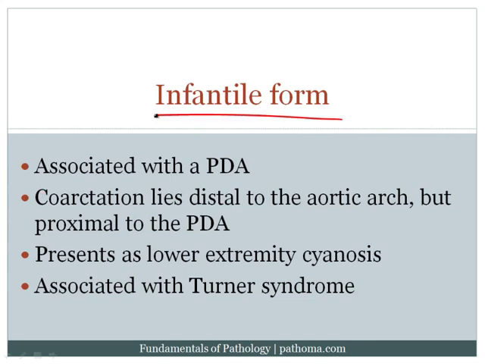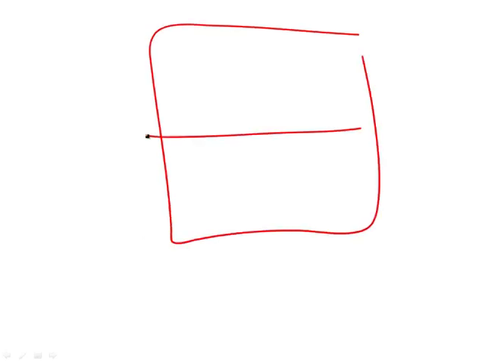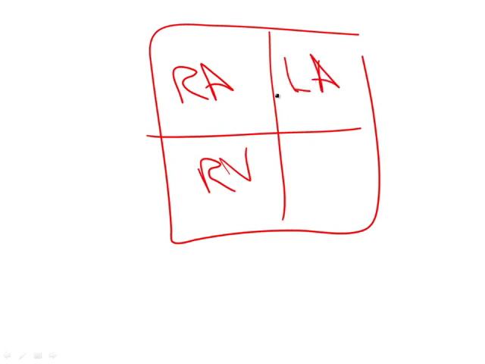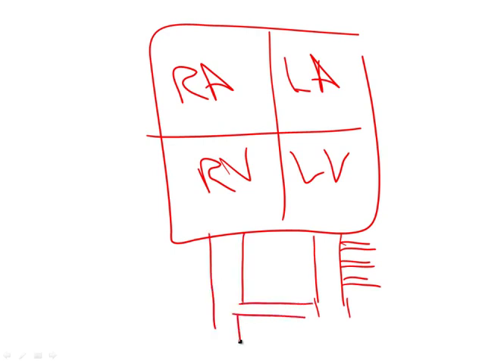Now in the infantile form, it's associated with a PDA, and the coarctation occurs just distal to the aortic arch, but proximal to the PDA. Let's illustrate that. So here, it's giving you standard anatomy. You've got the right atrium, the right ventricle, the left atrium, and the left ventricle. Now, basically the idea here is that you've got the aorta, and of course you've got the major branches coming off the aorta, and then you've got a PDA. So the PDA, of course, would connect to the pulmonary circuit. Now, the coarctation is going to be here, so there's going to be a tightening here.